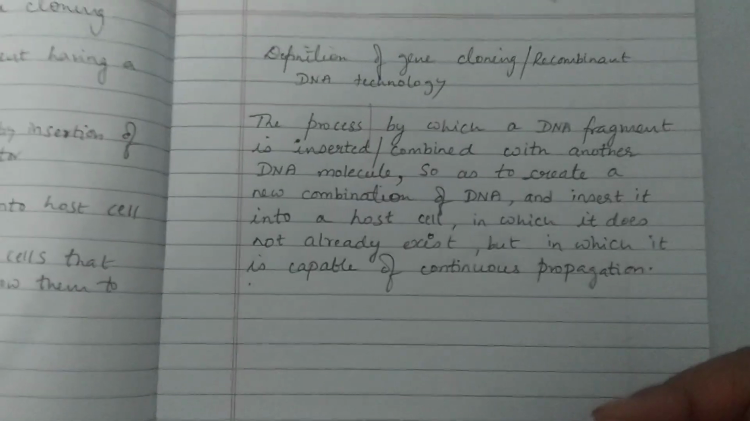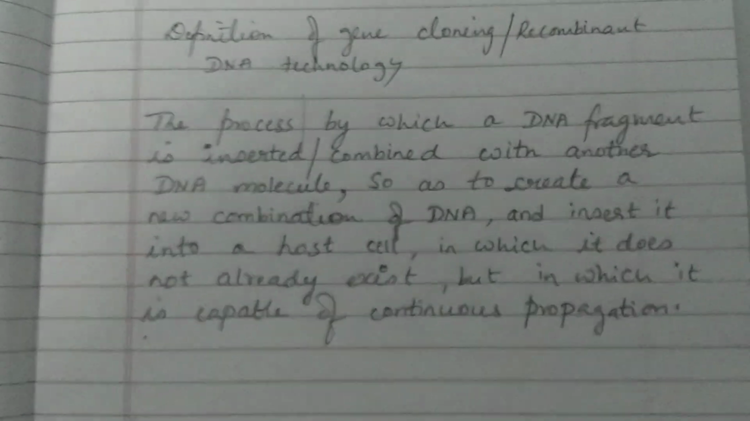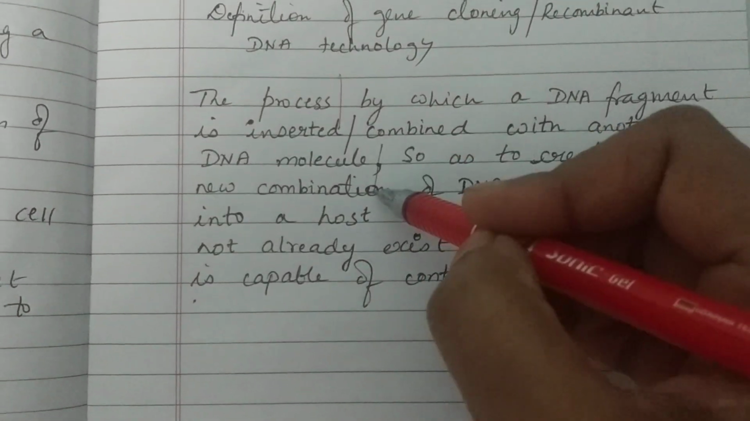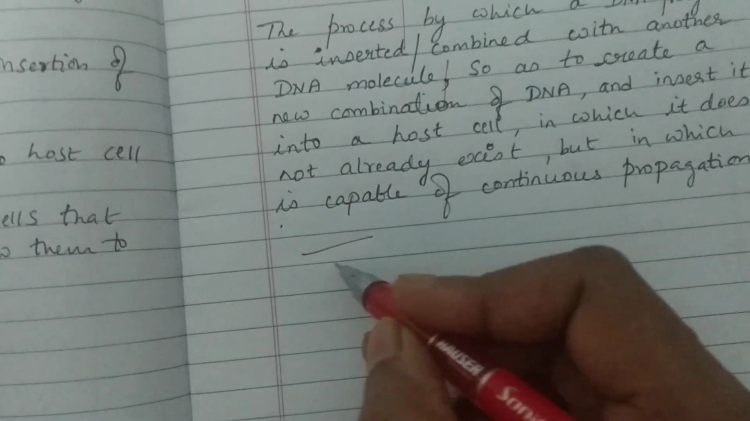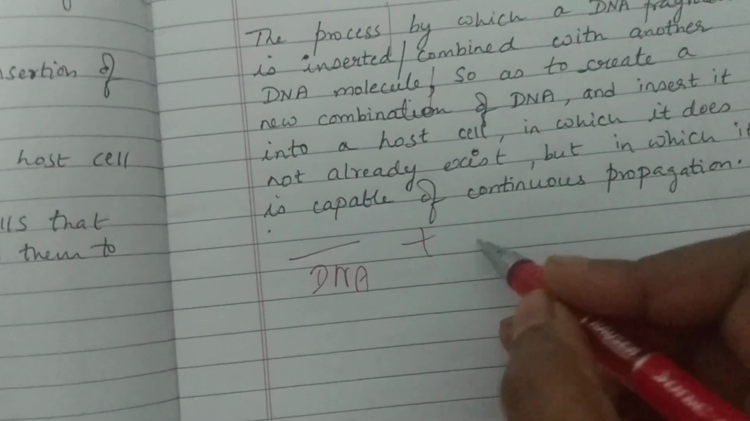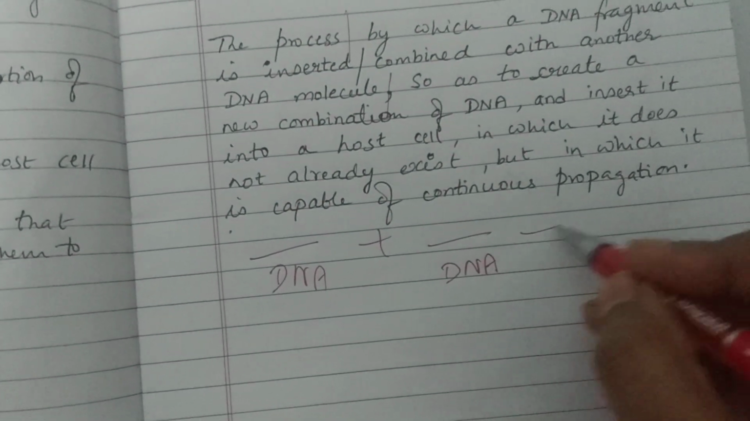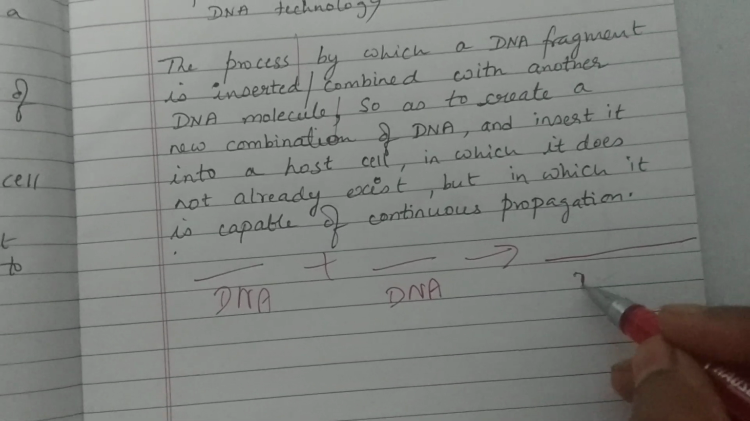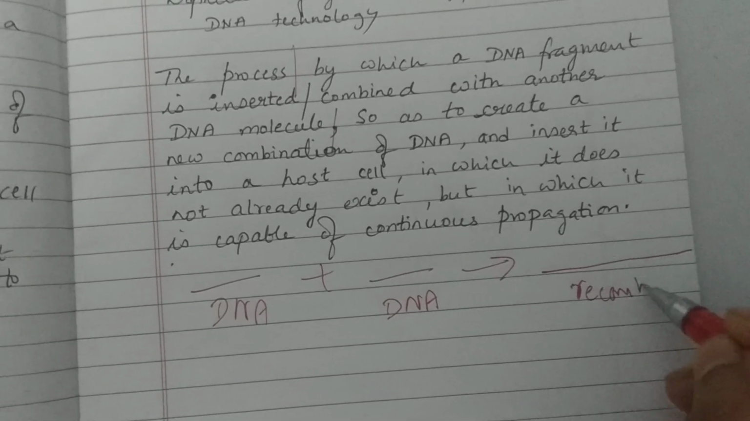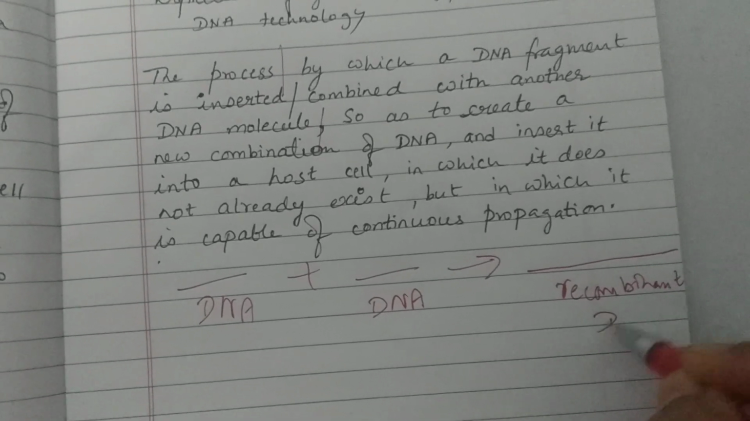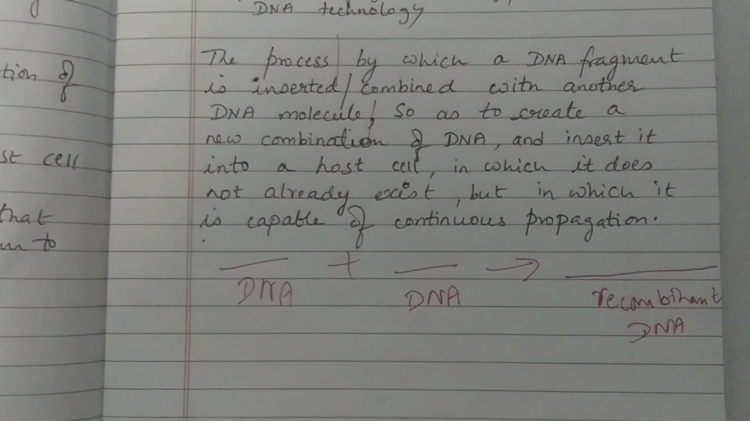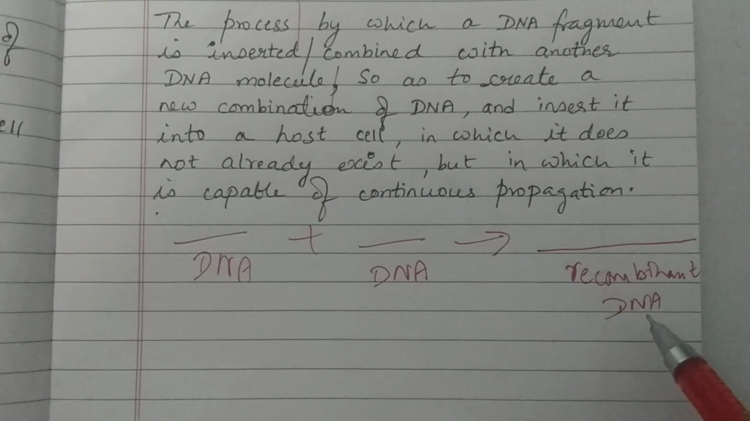So it is a process. So what are you going to do in this process? A DNA fragment is combined with another DNA molecule. So you're going to take one DNA molecule and you're going to combine it with another DNA molecule. You're going to combine it together. And you're going to create a new recombinant DNA. It's called a recombinant DNA. Alright. So this is a new combination of DNA.